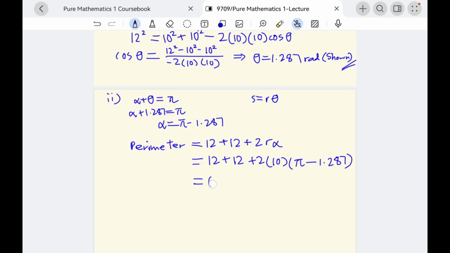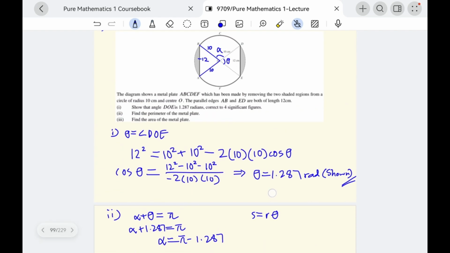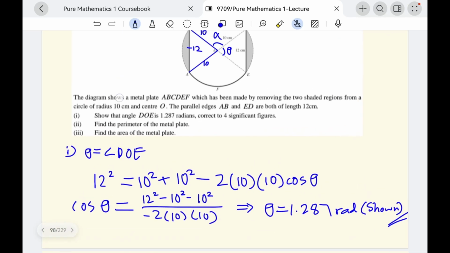So you will get 61.1 cm. That's the answer for the perimeter, okay? Okay, so let's move on to the next part.